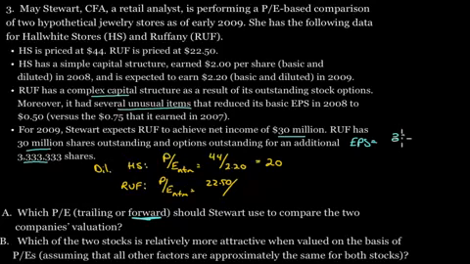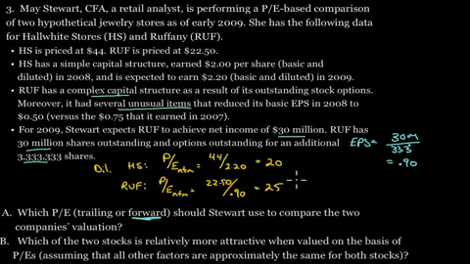So we'll take our 30 million that we have. We won't divide it by 30 million shares. We'll divide it by 33.3 million. That will give us 90 cents per share as opposed to $1 per share. So our fully diluted EPS is 0.90, and that will give us 25.